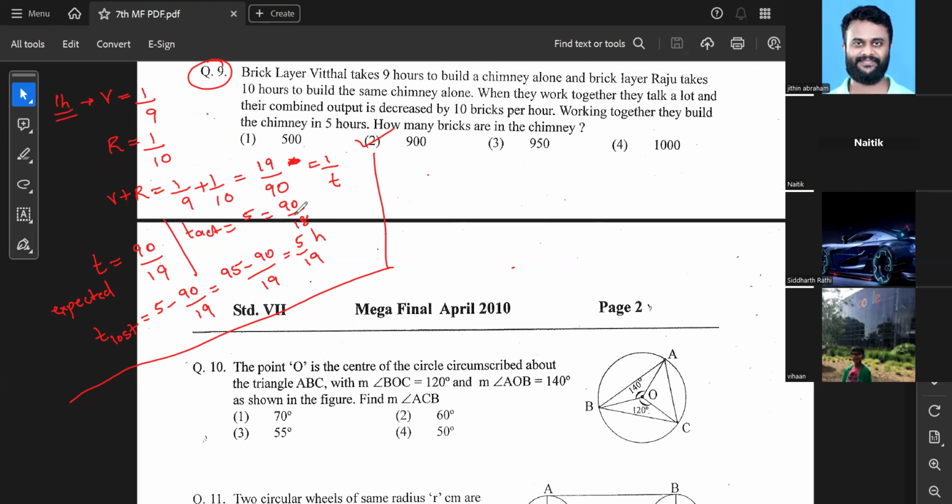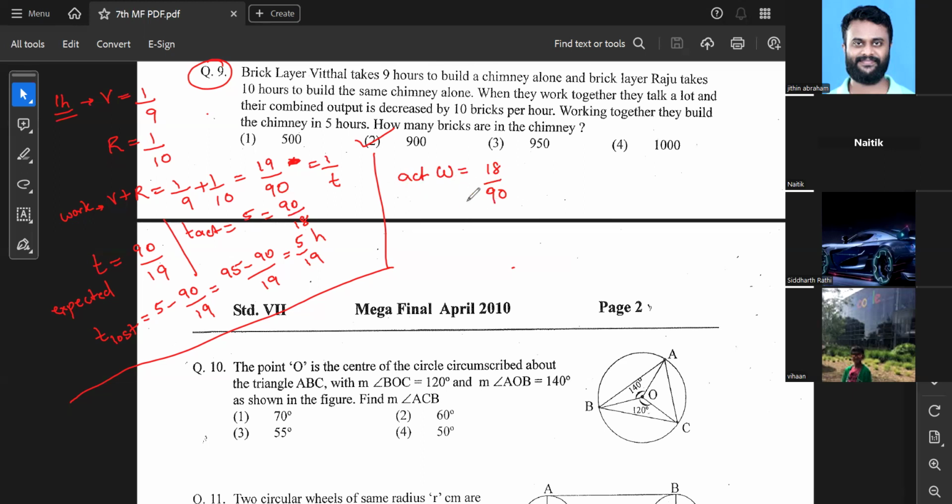With that, what happens? See, this is work done, or maybe brick placed. The work done is this. So work is basically 1 upon time. So if the expected time is 90 by 19, then the expected work is 19 by 90, the reciprocal of it. And since the actual time is 90 by 18, the actual work they have done is the reciprocal of it, that is 18 by 90, which is nothing but the reciprocal of time.